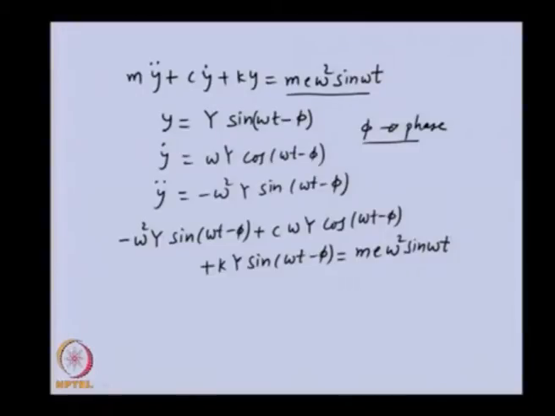Now, because the expressions are in these forms, we need to expand them, and then we need to separate the sin omega t terms and cos omega t terms. So let us do that particular expansion of these terms in the next slide.